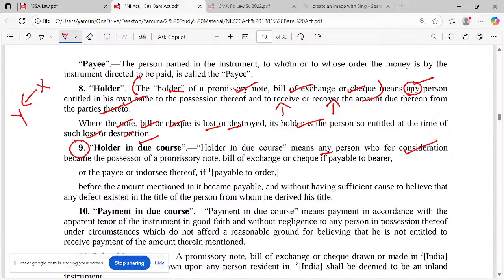So who for consideration becomes a possessor of the promissory note or bill of exchange or check, if payable to bearer or payee or endorsee thereof, or if payable to order, a specific person, before the amount mentioned in it becomes payable. Please highlight. X has to pay to Y and Y has endorsed to Z and now Z has become holder in due course.